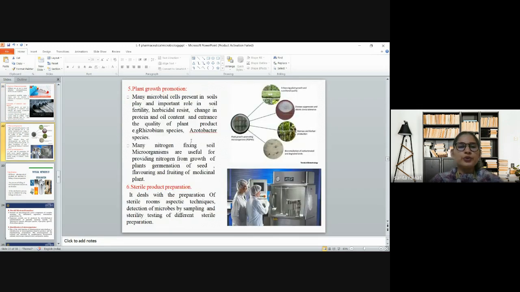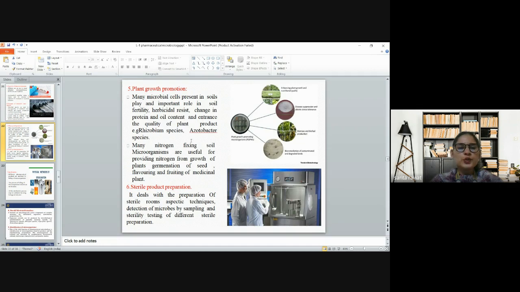Now, another use is plant growth promotion. Many microbial cells in soil play an important role in soil fertility, herbicidal resistance, change in the protein and oil content, and enhancing the quality of the plant and its product, for example, Rhizobium species and Azotobacter species. Many nitrogen-fixing soil microorganisms are used for providing nitrogen for the growth of the plant, germination of the seed, and flowering and fruiting of the medicinal plant. They are also used to grow a particular kind of plant.